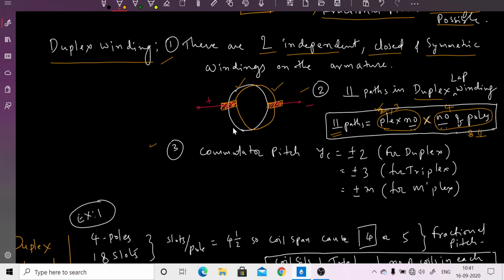And the third important point is the commutator pitch. Commutator pitch YC can be plus or minus 2 for duplex, plus or minus 3 for triplex winding, and plus or minus M for M-plex windings. Okay, and plus sign indicates progressive type, and minus sign indicates retrogressive type.